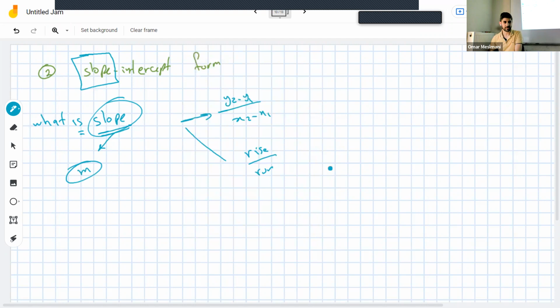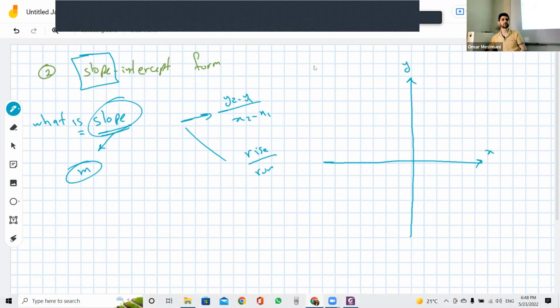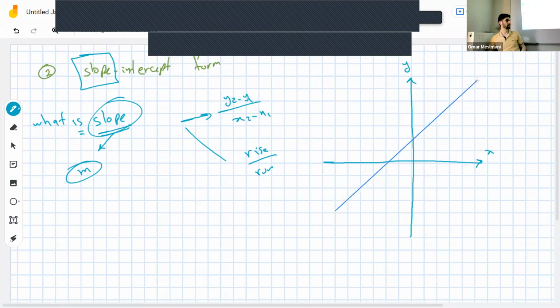Okay, so the slope right now, I can identify it like this. When I have a coordinate plane like this, this is the x-axis and this is the y-axis, right? And now I will try to draw a line, okay? So the line right now about this, this is the line that we have.